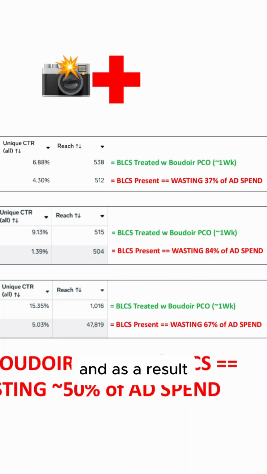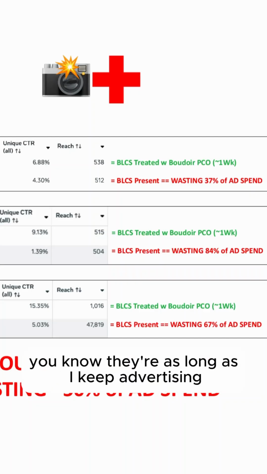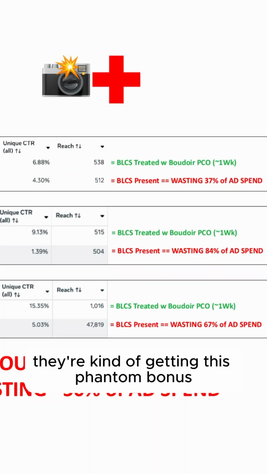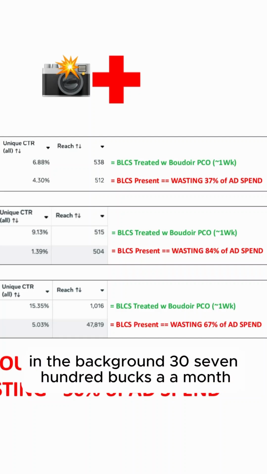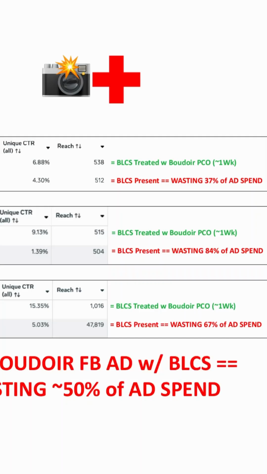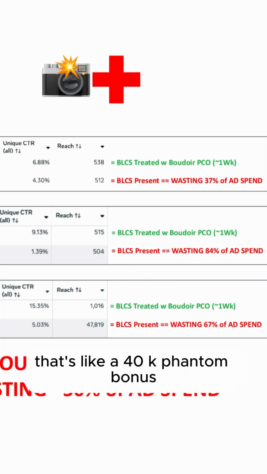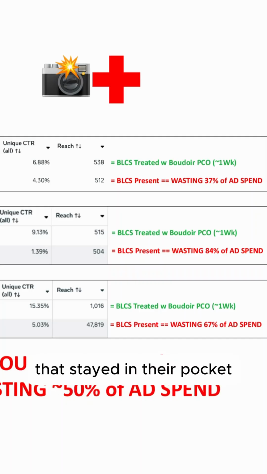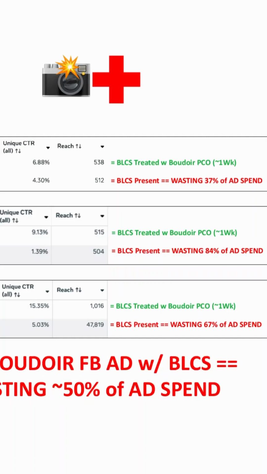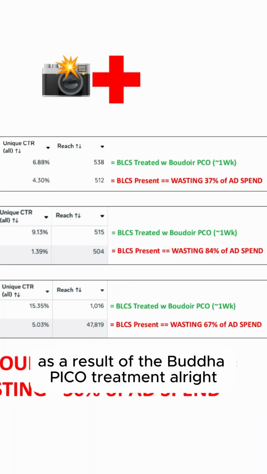And as a result, as long as they keep advertising, they're getting this phantom bonus in the background, $3,700 a month every single month. And at the end of the year, that's like a 40K phantom bonus that stayed in their pocket that they didn't have to spend as a result of the Boudoir Pico treatment.